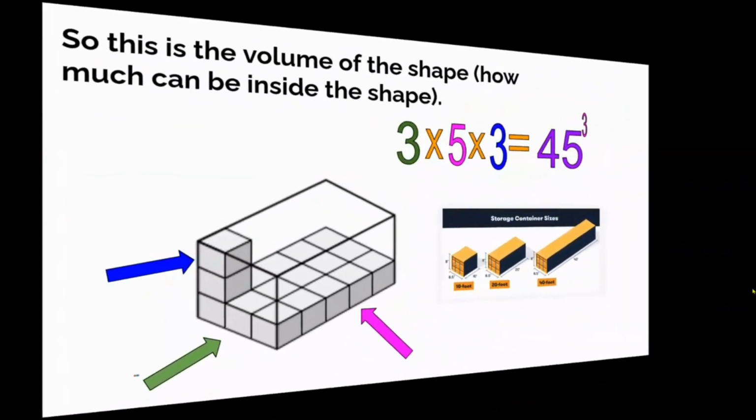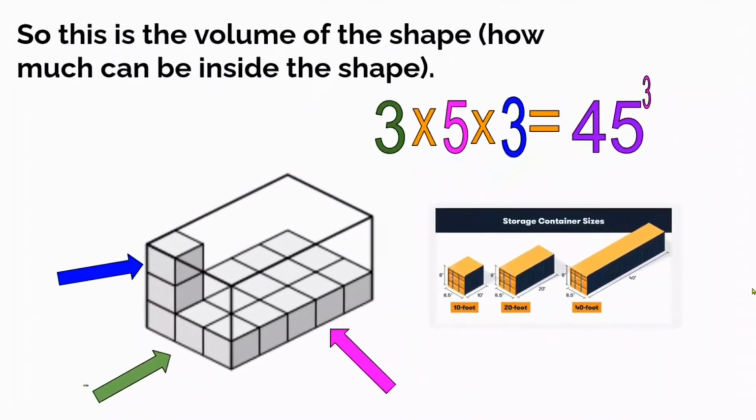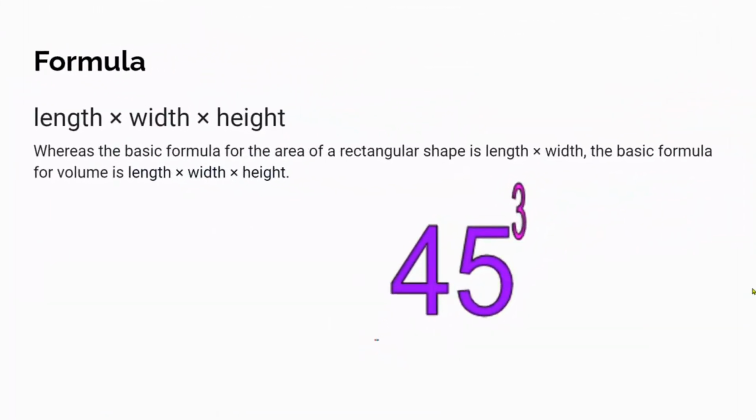So this means that the volume of a shape, or how much can be held inside that shape, can be calculated using a mathematical formula. The formula is length times width times height. You're multiplying 3 things together, which is why you note that and put a multiple of 3 in the answer, which is why the answer is cubed.